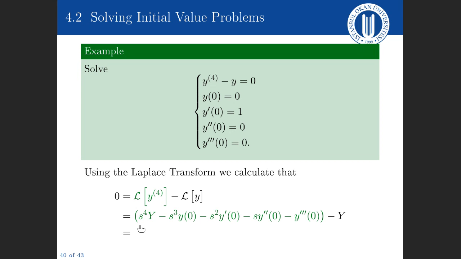Because it's the fourth derivative, we start with s to the power 4 capital Y, and then it goes s cubed, s squared, s, and 1. And then we increase the derivatives of y at 0. So y at 0, y prime at 0, y double prime at 0, y triple prime at 0. Most of these are 0, remember. This is 0, this one is 0, and this one is 0.